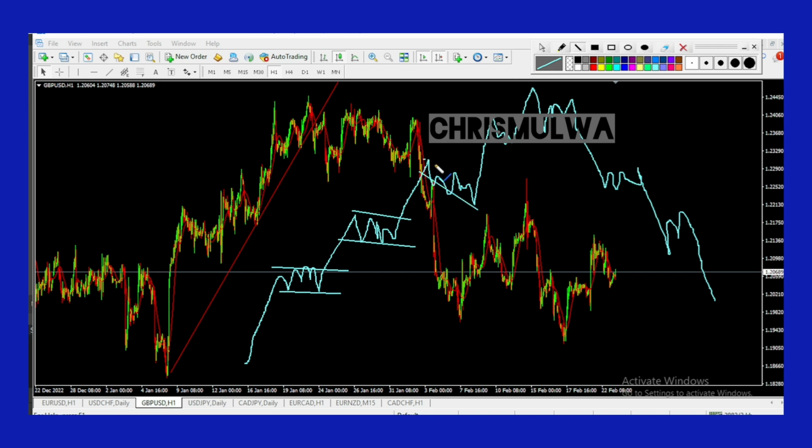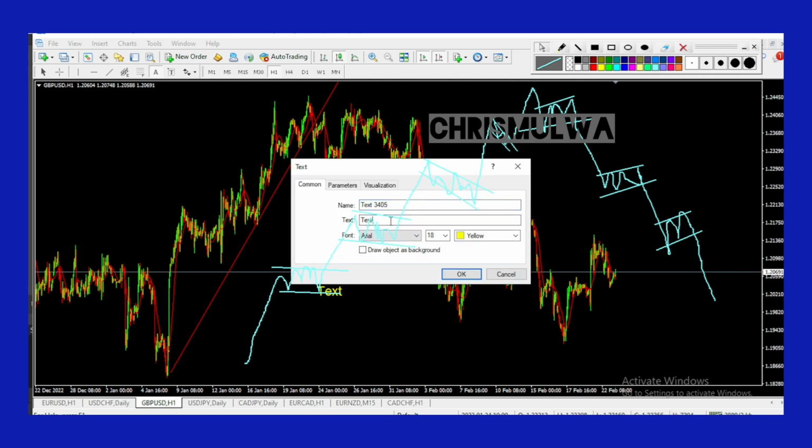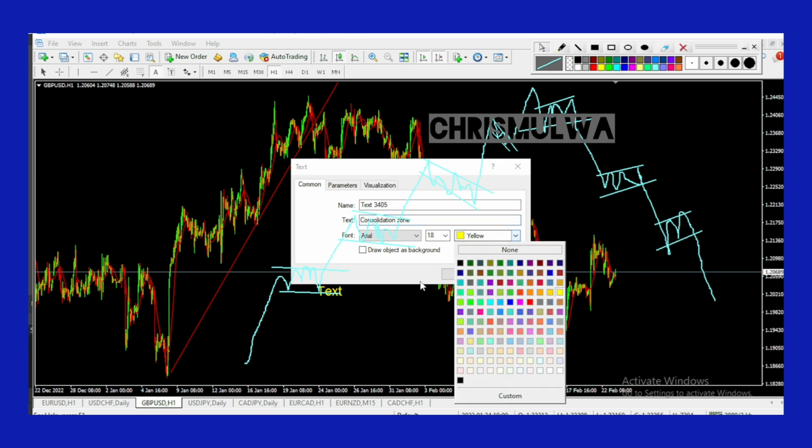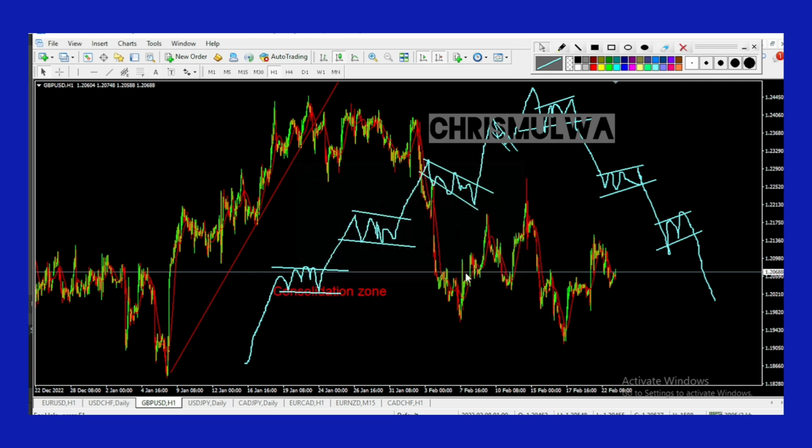So that is what I'm talking about. So with that, this is what we are calling the consolidation. This is what we are calling the consolidation zone. Then here is where the market breaks out.